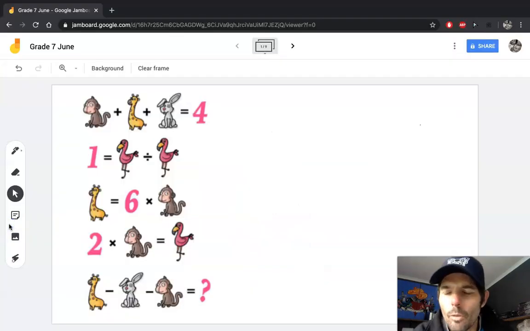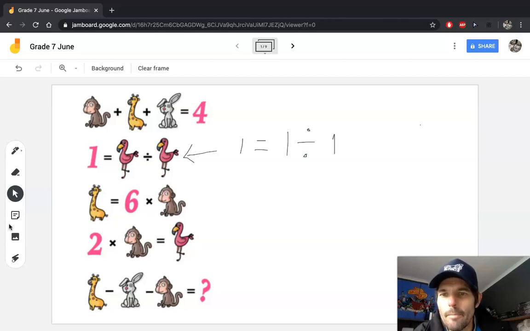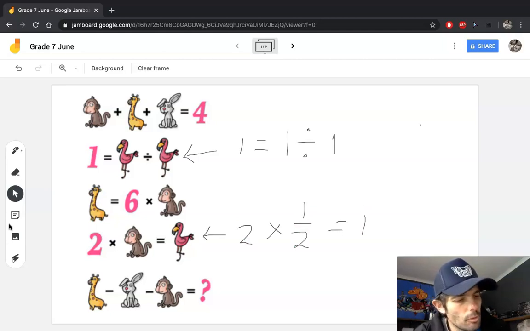Okay, so this warm-up puzzle involves fractions. I hope you guys recognize that. And I'm going to start on the second line. And I know that 1 is equal to 1 divided by 1. So that's where I started, and those are the numbers I used. I then went down to the fourth line, and I recognized that 2 multiplied by half is equal to 1. So my monkey is going to be equal to a half.